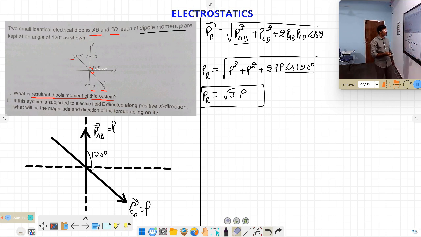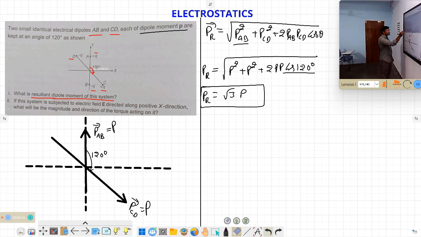This is the answer for the first one. Now the second question. The system is subjected to an electric field E in the direction along the positive x-axis, which means this is the direction in which we are applying the electric field. So when you apply the electric field E along the x-axis, what is the magnitude and direction of the torque acting on it?